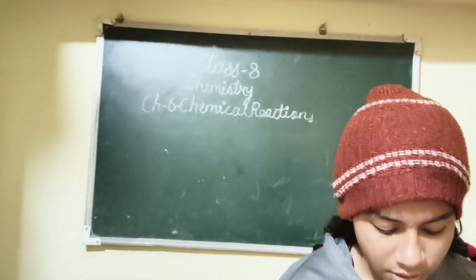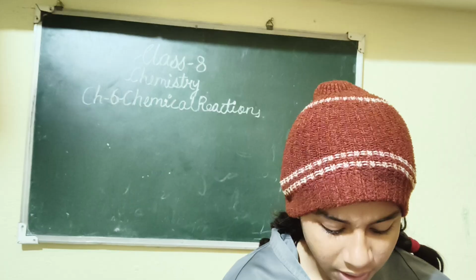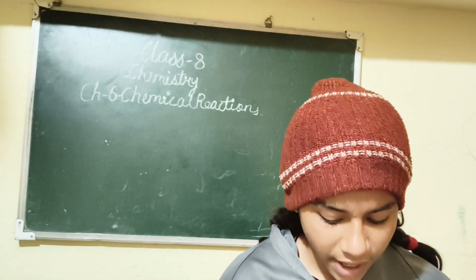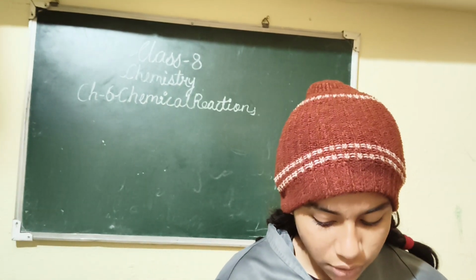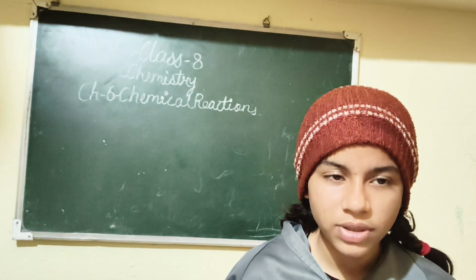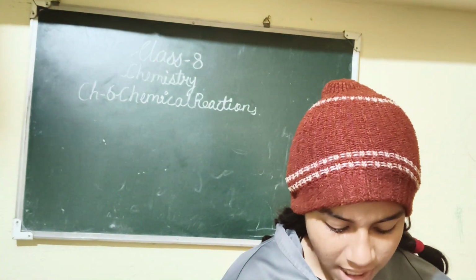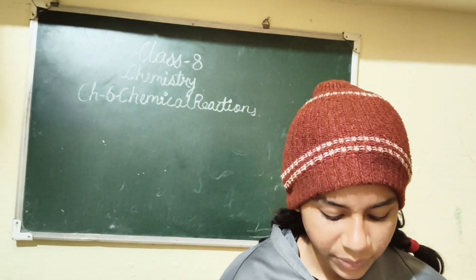N2O. So N2O is a neutral oxide. N2O5. So N2O5 is the anhydride of nitric acid. SO2. SO2 is the anhydride of sulfurous acid. SO3 is the anhydride of sulfuric acid.